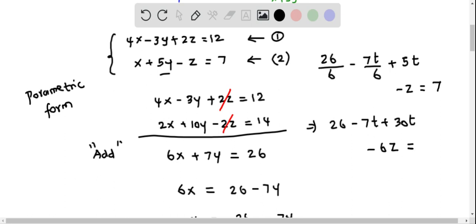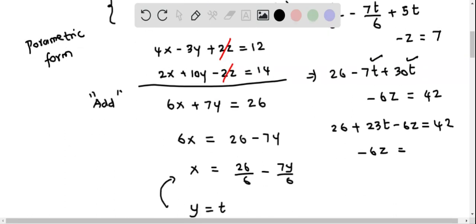This equals 6 times 7 is 42. Let's solve for z from this one. This is negative 70 plus 30t, which is positive 23t. So we have 26 plus 23t minus 6z equals 42. And we solve for 6z, that is negative 6z.